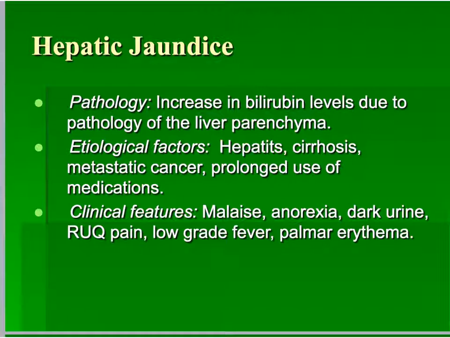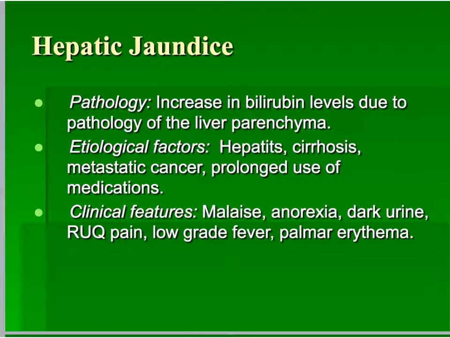And because the person now has liver disease, they will have malaise, they may have anorexia, they will have dark urine, right upper quadrant pain where the liver is. They may have a low-grade fever if they have an infection, palmar erythema. All of the signs and symptoms that we see with liver dysfunction will be present in addition to the jaundice, because the problem is now within the level of the liver.